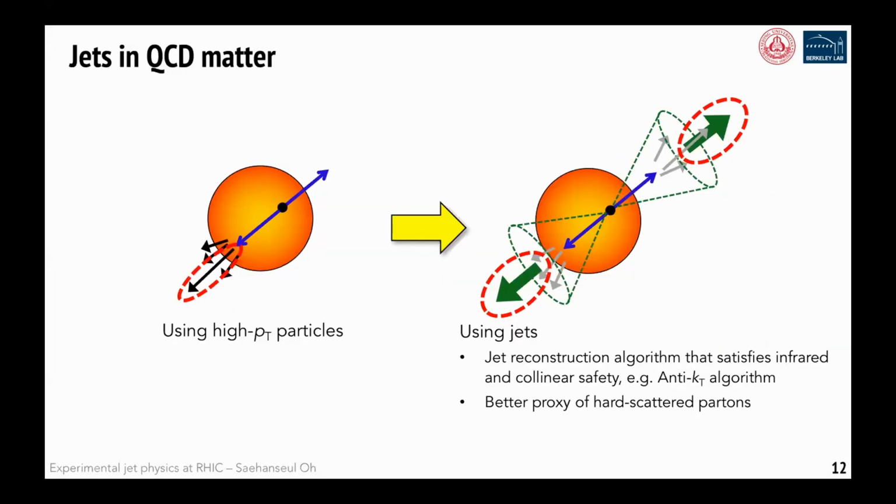And after a decade, we now have a next stage. At the beginning, we used the high PT particle, but now we really use jets. It's a recombination of final state particles. We use a jet reconstruction algorithm that satisfies infrared and collinear safety, such as the anti-kT algorithm. And it is, of course, a better proxy of hard scattered partons. A high PT particle is just a part of the entire parton momentum, but if you use jets, it's closer to the parton momentum. So it's a better proxy.